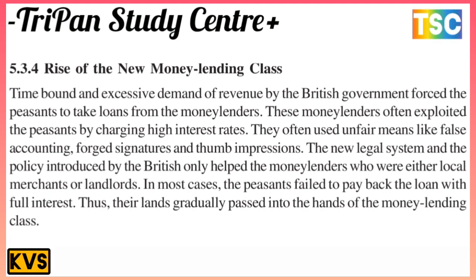They often used unfair means like false accounting, forged signatures and thumb impressions. There was fraud. The new legal system and the policies introduced by the British only helped the moneylenders, who were either local merchants or landlords. In most cases, a farmer failed to pay back the loan with full interest, and thus their land gradually passed into the hands of the moneylending class.